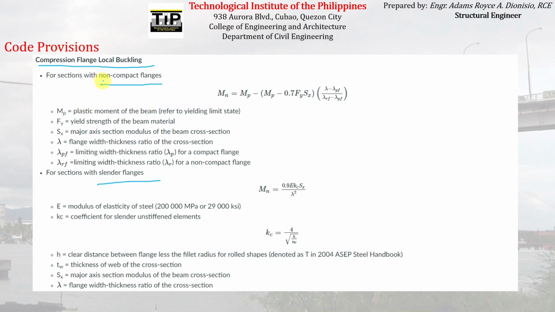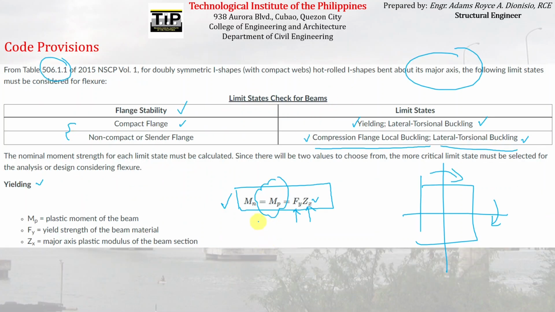So for sections with non-compact flanges, this is the formula for finding the nominal moment capacity. The nominal moment capacity for sections with non-compact flanges is just equal to this. The earlier one, obviously, since it yielded, we can assume the section is compact, because your steel beam yielded. That is the purpose of checking whether it is compact or not, whether it can yield or not. So if your section is compact, we can just use this to check its yielding.